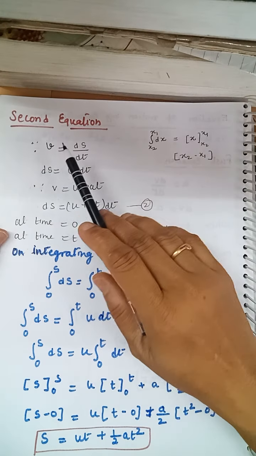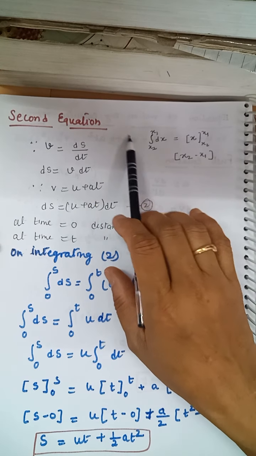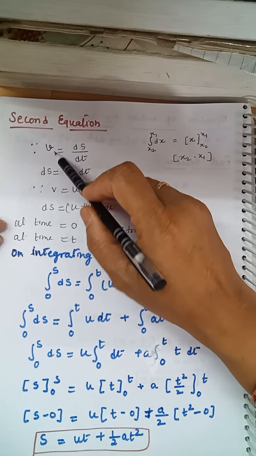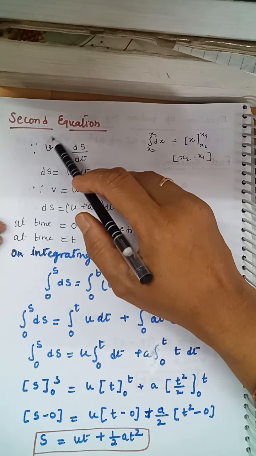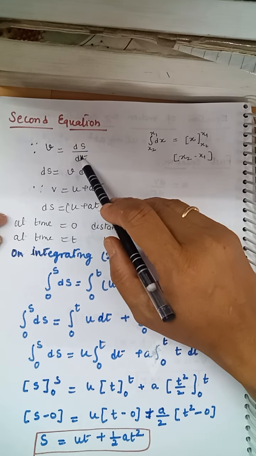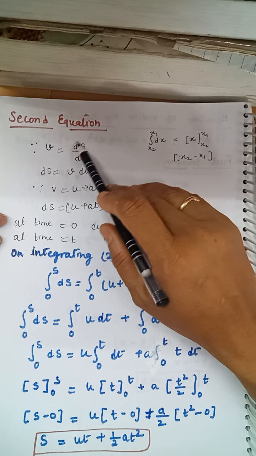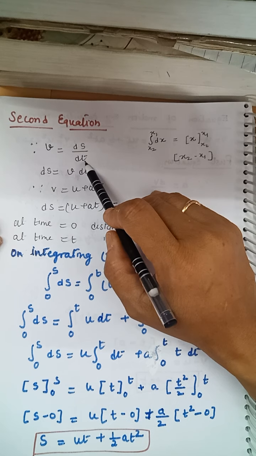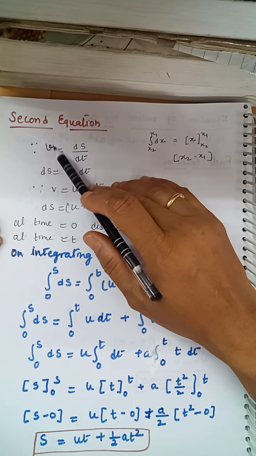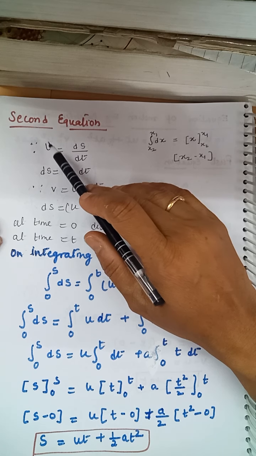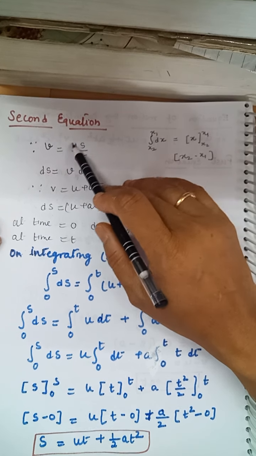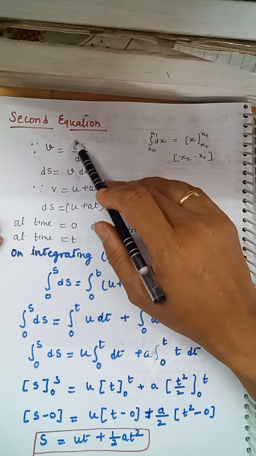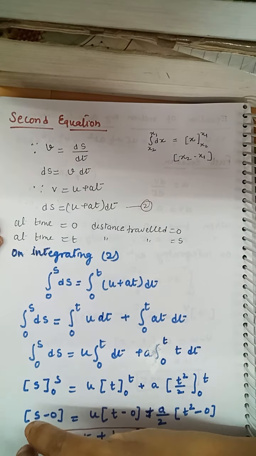Now children, this is the second equation of motion by the calculus method. Here we are going to take the instantaneous velocity concept. Instantaneous velocity can be written in terms of the small rate of change of displacement with respect to time. So v is equal to ds over dt. This is the differentiation form of the instantaneous velocity, because the variation of displacement is very small in a very short interval of time. That is why we take the differentiation form.